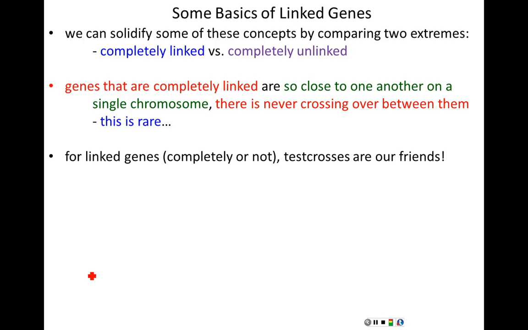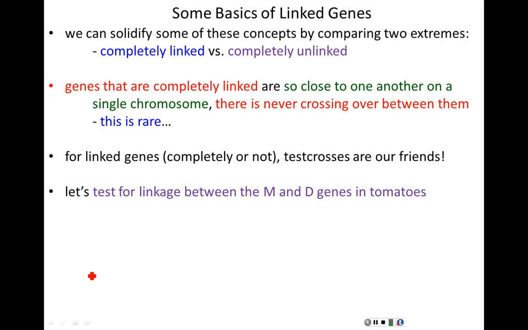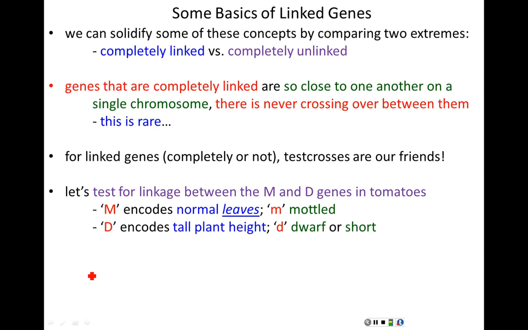But for linked genes, whether they're completely linked or not, we're going to rely on test crosses more than we ever have before. So let's test for linkage between the M and D genes in tomatoes. We have two genes, gene M and gene D, and we think they're linked on a single chromosome. We're not sure. We're going to test it. M is a gene that encodes leaf color, normal leaf, not shape, color. And recessive m encodes mottled leaves. They look dirty and splotchy. D is for plant height, with dominant D being tall and recessive d being short.